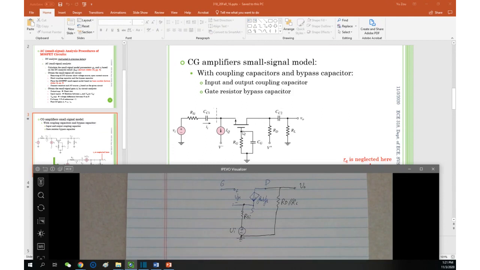If so, we are done with the drain. The only thing left is the gate. So what is the gate connected to? Anyone know? Gate connects to where? Just ground. Very good. Yeah, Shane is correct. The gate connects to the ground.